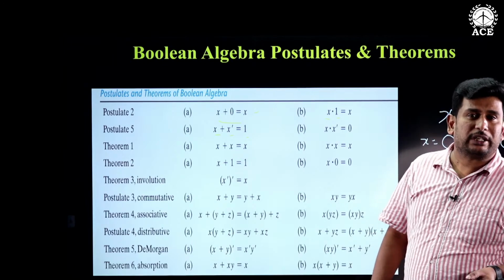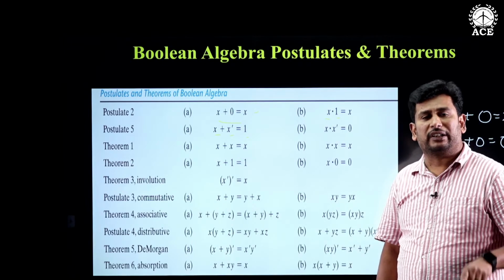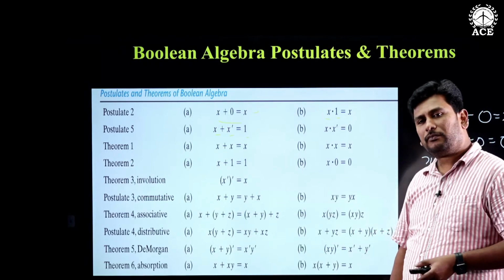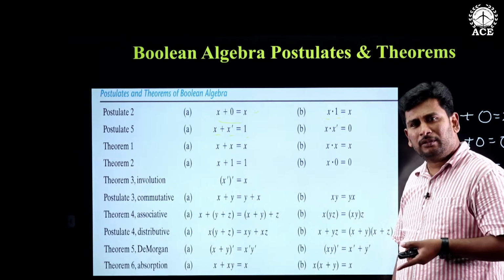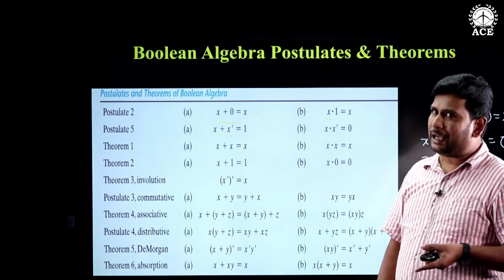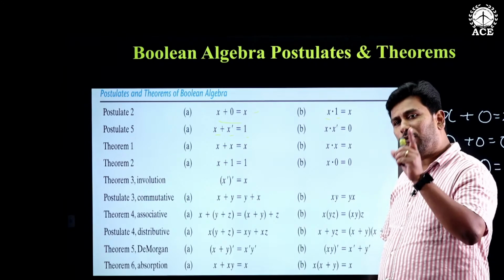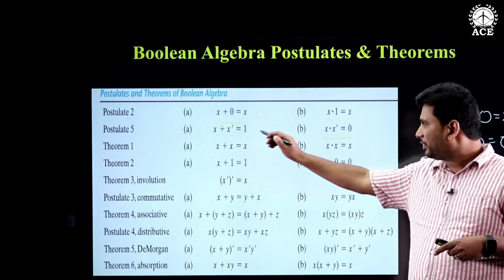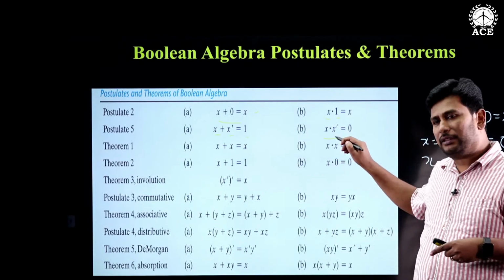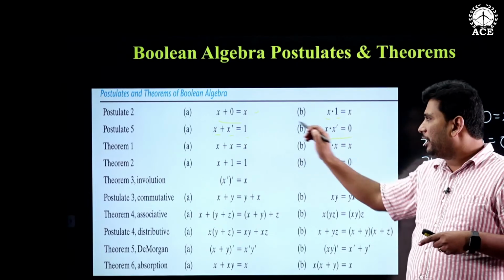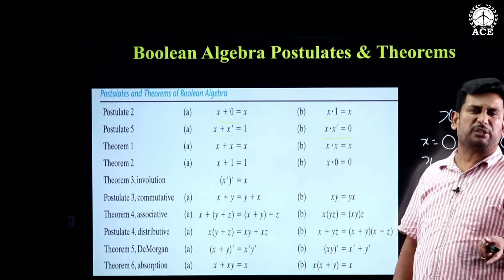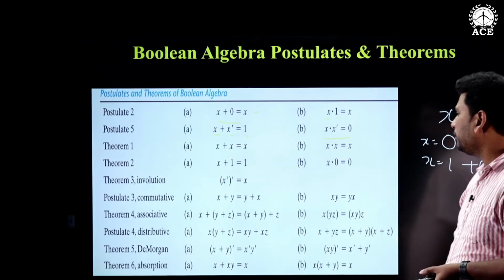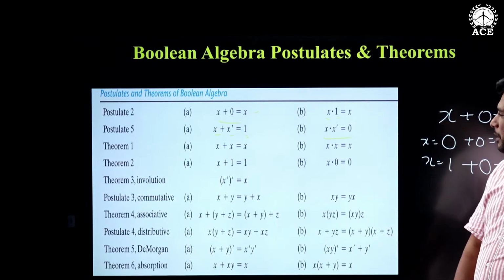So a variable when it is ORed with its complement is always equal to 1. This is your postulate number 5. And what will be the duality of this? The OR gate becomes an AND gate and your identity element 1 becomes 0. So the duality of this expression is x AND with x complement, and identity element 1 becomes 0. That's it. So this is your second postulate.